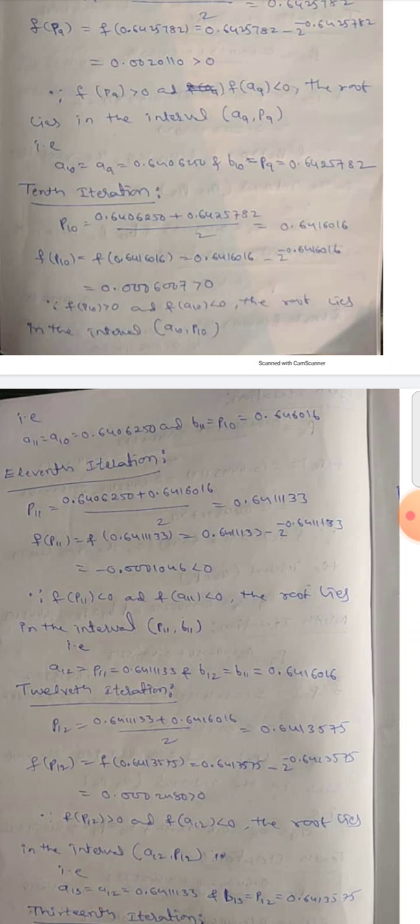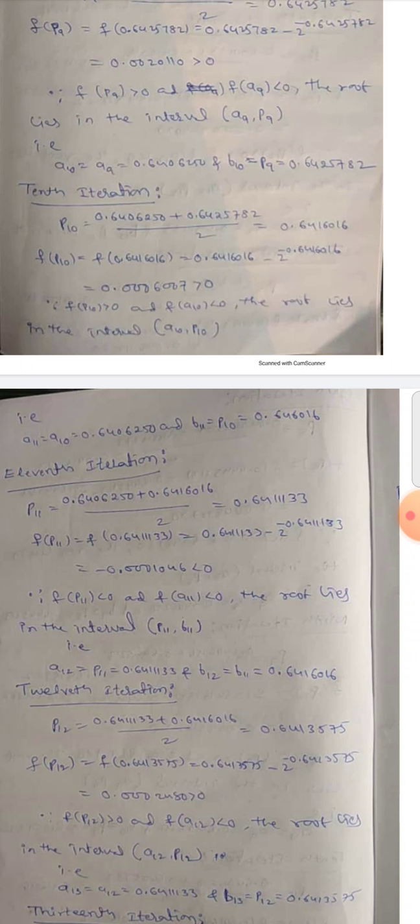0.641616 is equal to, the total value comes to 0.306007. This is greater than 0 since f of P10 is greater than 0 and f of A10 is less than 0. The root lies in the interval A10 comma P10. That is A11 is equal to A10 is equal to 0.640625 and B11 is equal to P10 is equal to 0.646016.